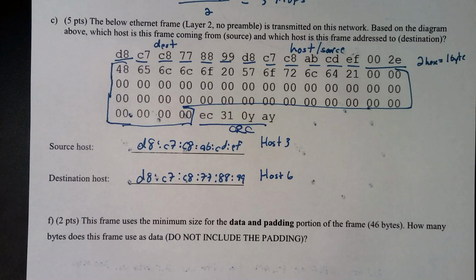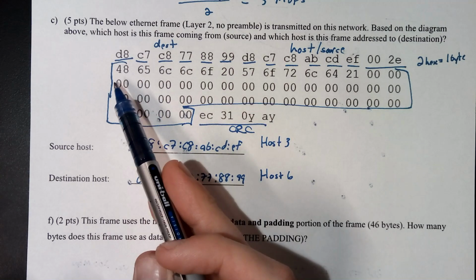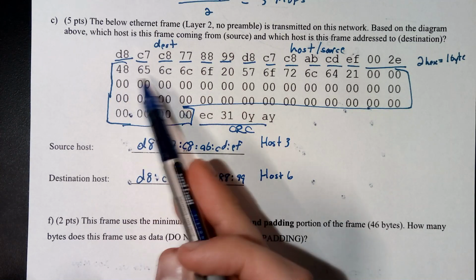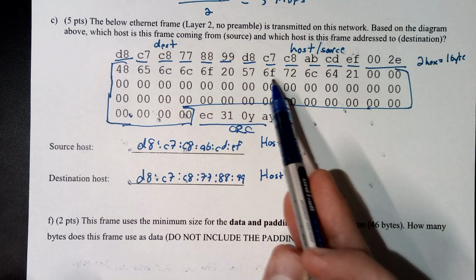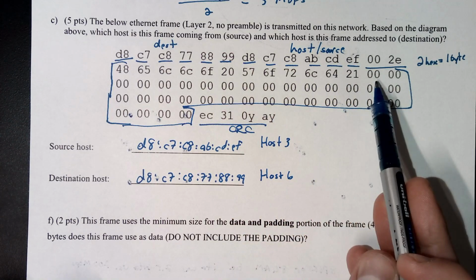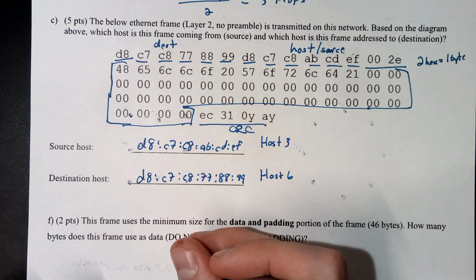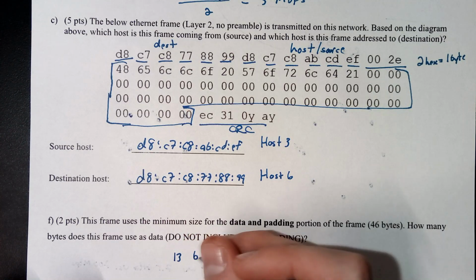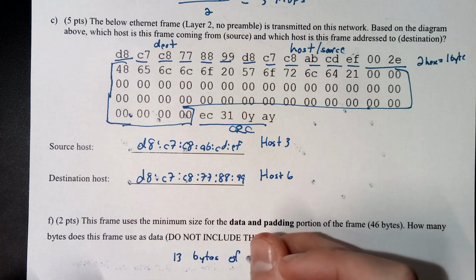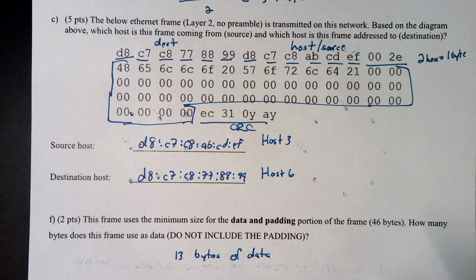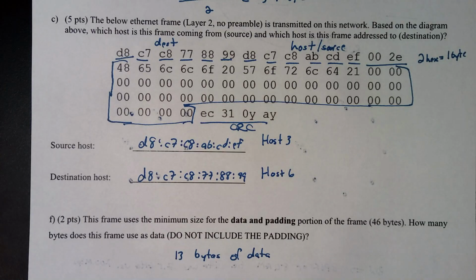It says this frame uses the minimum size for the data and padding portion. How many bytes does this frame use as data? Do not include padding. So we're just looking at what's here in that portion: 1, 2, 3, 4, 5, 6, 7, 8, 9, 10, 11, 12. And we might include the null, so we would say this is 13 bytes of data. I think it accepted either 13 or 12, depending on whether we counted the null or not.